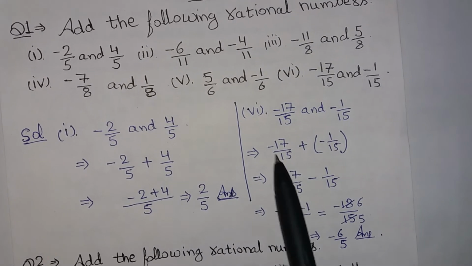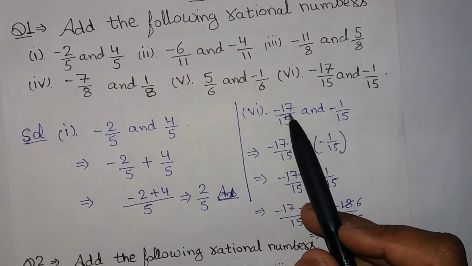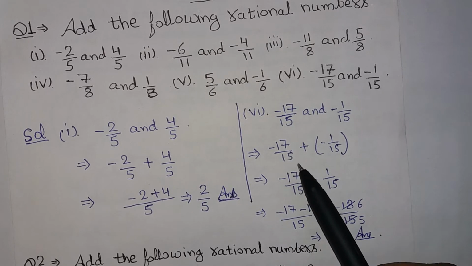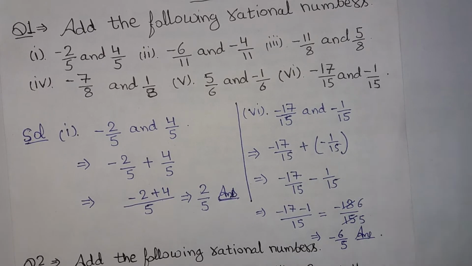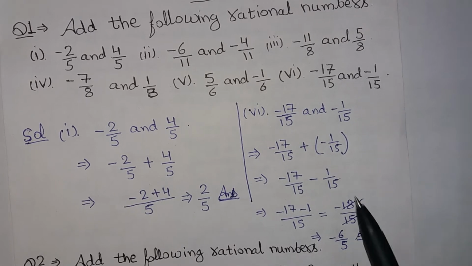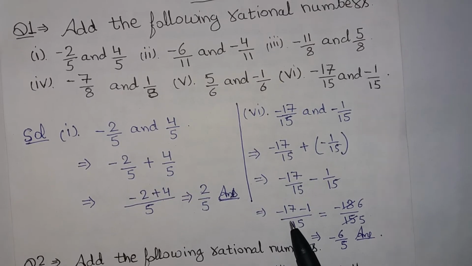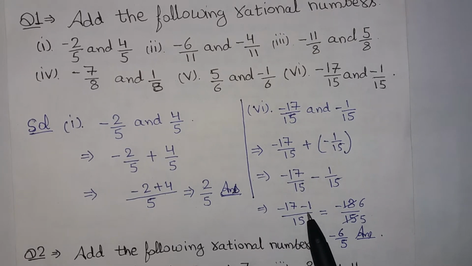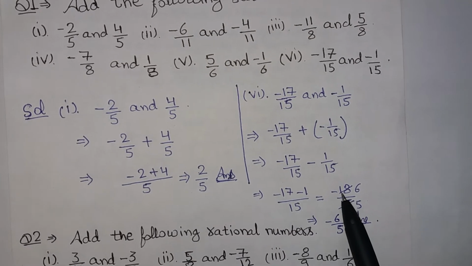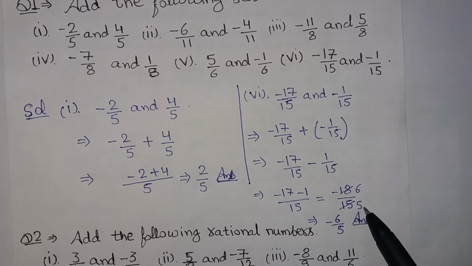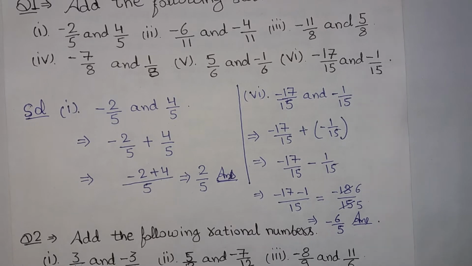Now see its next part, that is the sixth part, minus 17 upon 15 and minus 1 upon 15. So minus 17 upon 15 plus minus 1 upon 15. Here LCM is 15. So minus 17 and minus 1. Minus plus minus is minus, so it will be minus 18 upon 15. By cancelling by the table of 3, it will be 6 and 5.